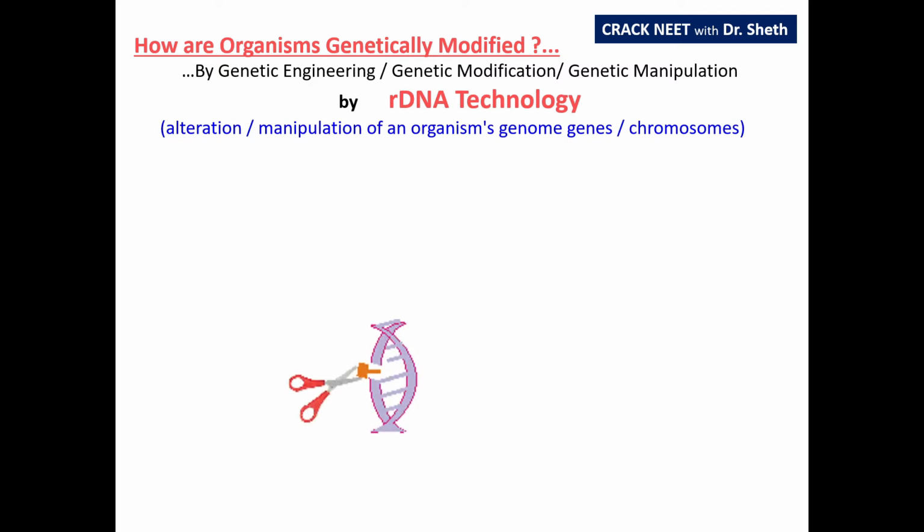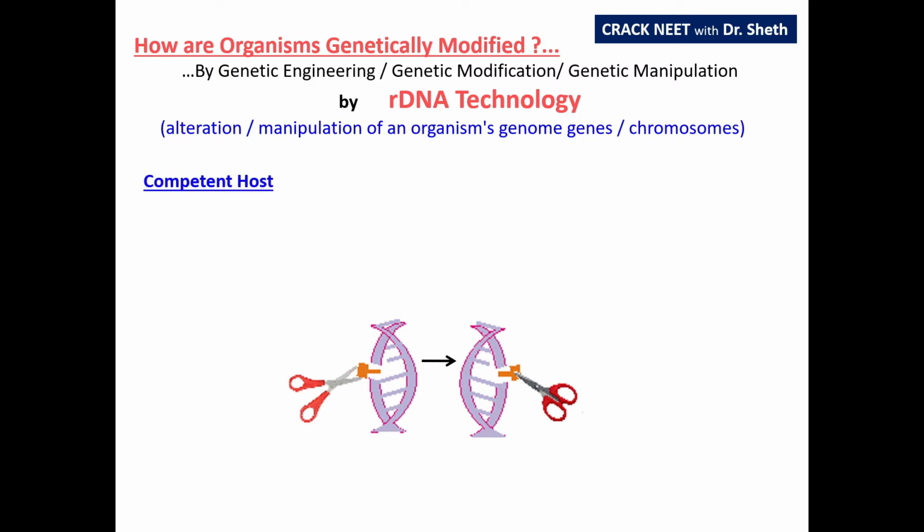Here, we are seeing a DNA of an organism and a gene which is being removed. What is happening now? This is inserted in another DNA of another organism. So this other organism, that is the host organism, will have its DNA altered. This is the basis of recombinant DNA technology. But let us understand in detail.